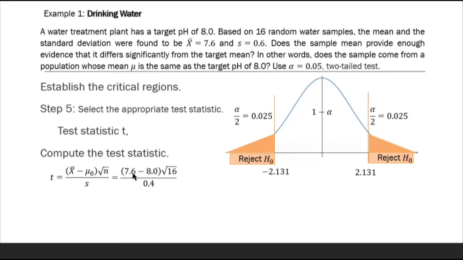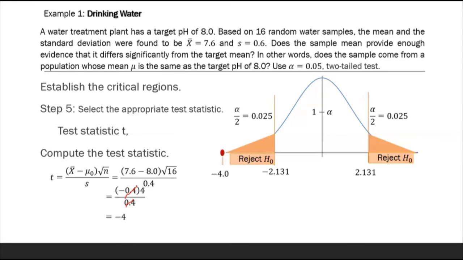Okay, so unahin muna natin itong numerator, 7.6 minus 8.0, and that is negative 0.4. Square root ng 16 naman ay positive 4. Negative ito kasi mas malaki yung 8. So negative 0.4 times 4 all over 0.4. Then, cancel out na yung 0.4. Ang matitira lang ay ang negative 4 over 1. So ang answer natin ay negative 4.